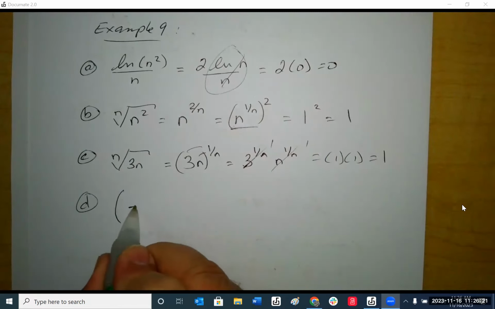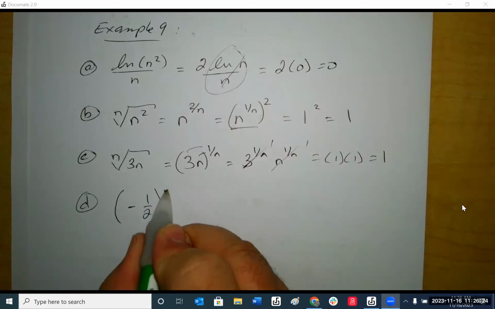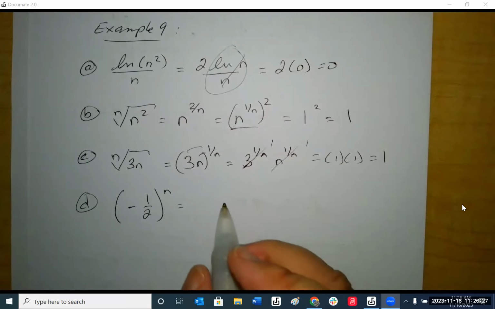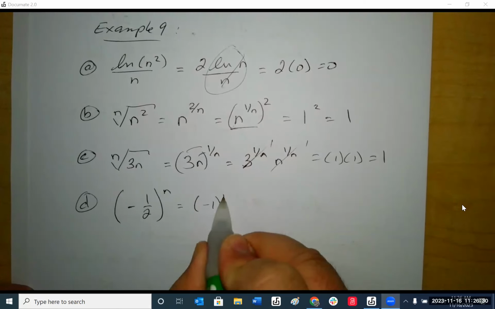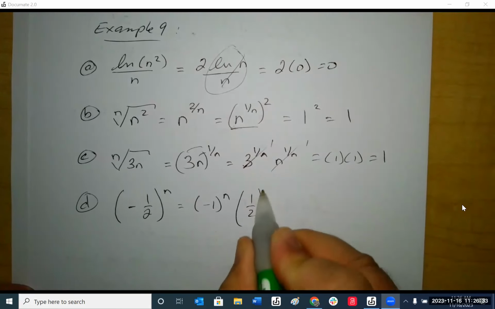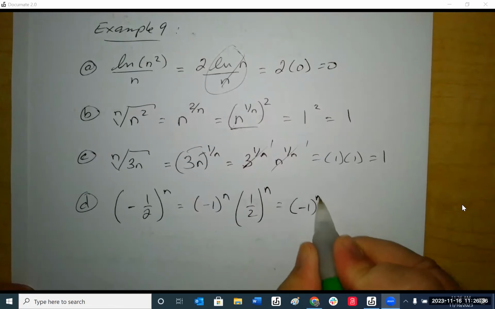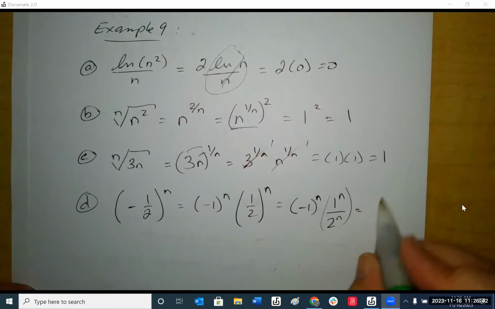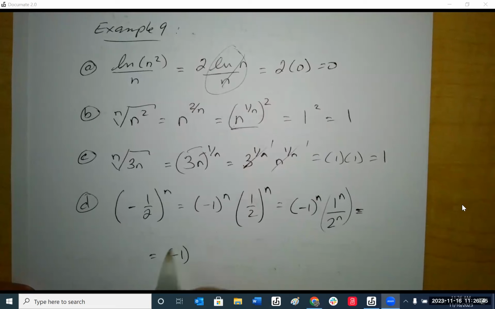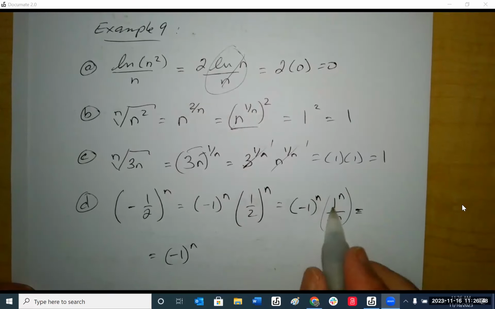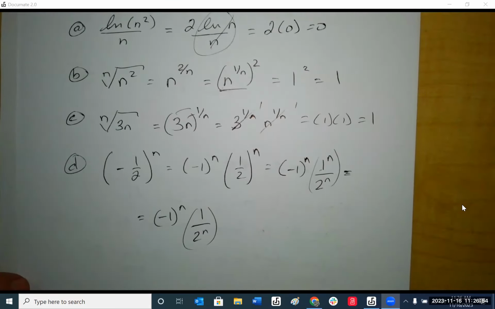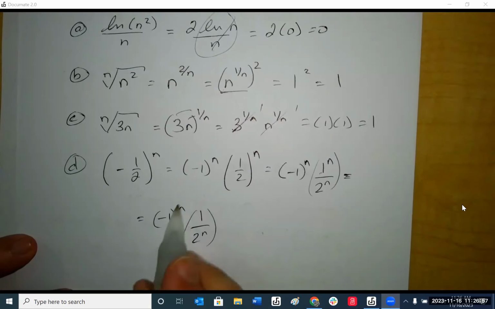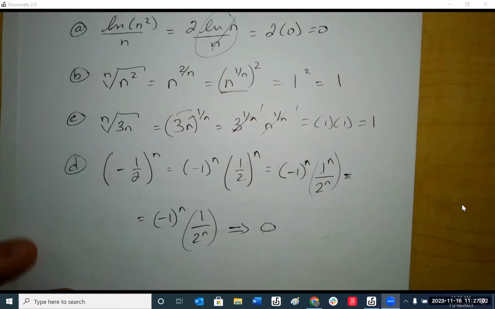B, negative 1 over 2 to the power n becomes negative 1 to the power n over 2 to the power n. Negative 1 to the power n alternates between positive and negative, but the 2 to the power n keeps on getting bigger, so the whole thing keeps on getting smaller. So this one goes to 0.